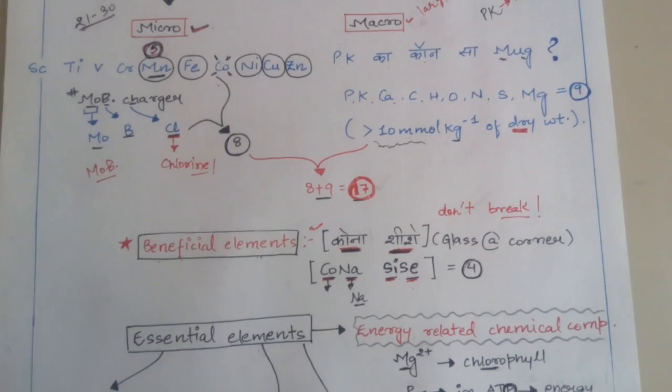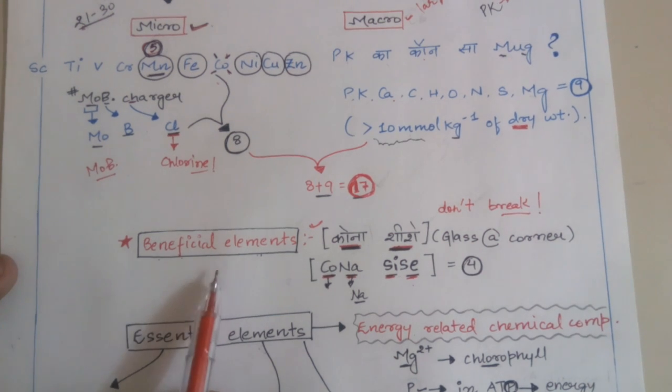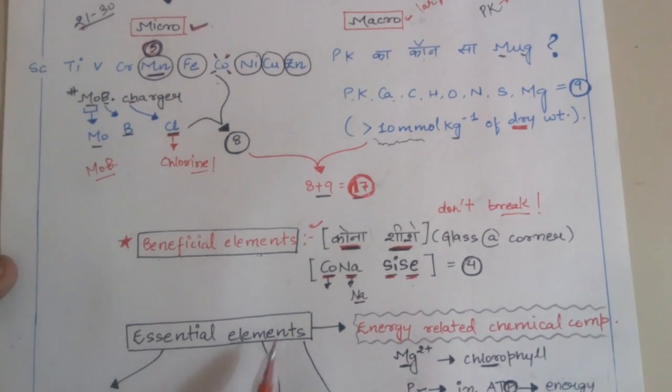After that, there are many essential elements that are present in plant body, which are differentiated by the functions they are doing in plant body. So there are various categories of these essential elements.